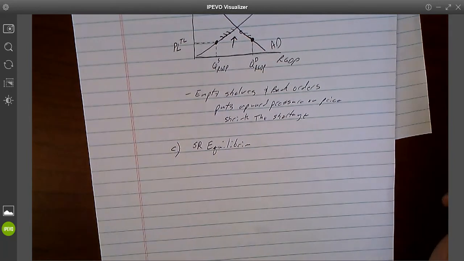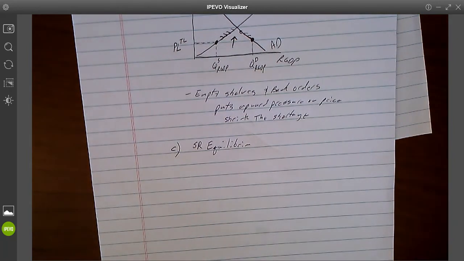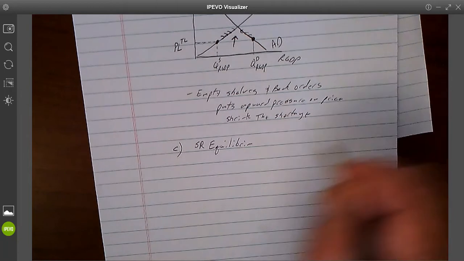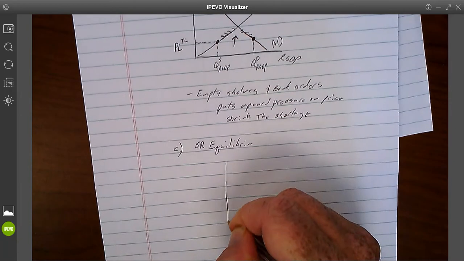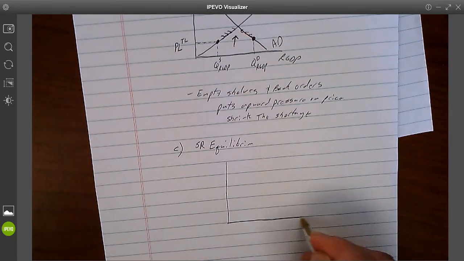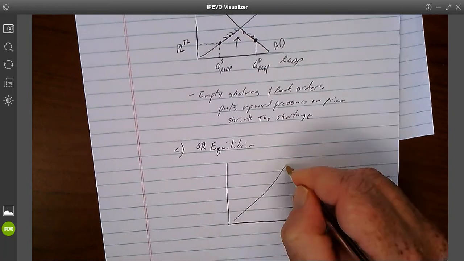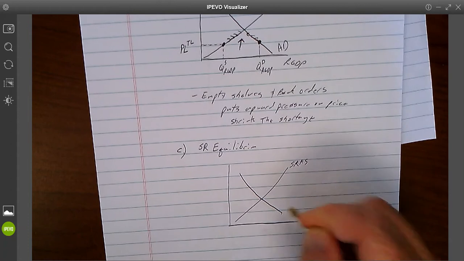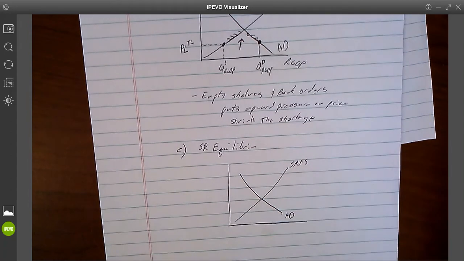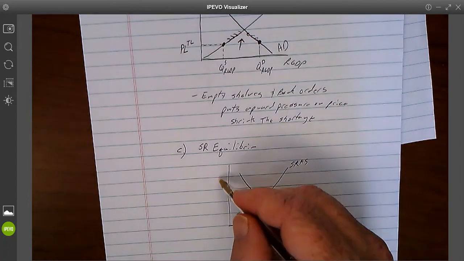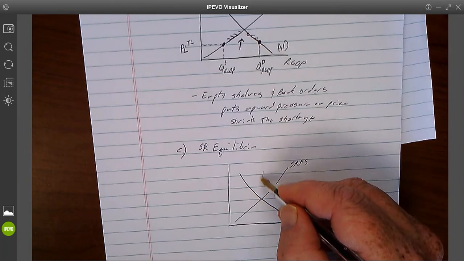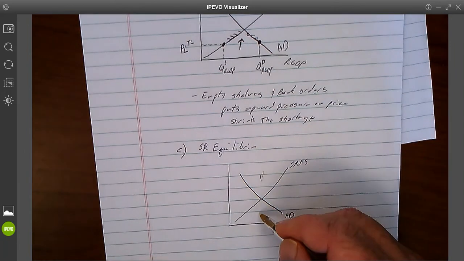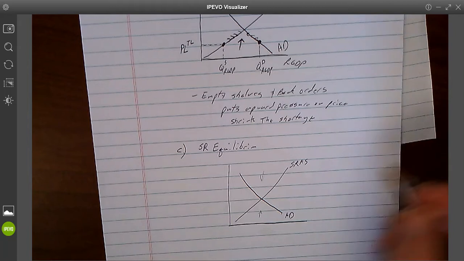Okay? Short run equilibrium will occur when we're at a price level that clears the market. There's no shortage, there's no surplus. So if we drew this graphically, short run aggregate supply, aggregate demand, okay? If the price level is too high, it'll put pressure on price to drop. If the price is too low, it'll put pressure on price to increase.